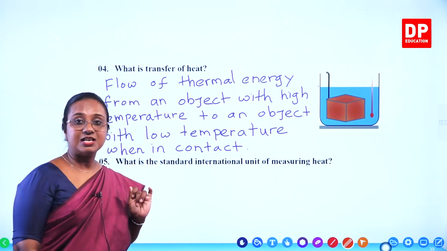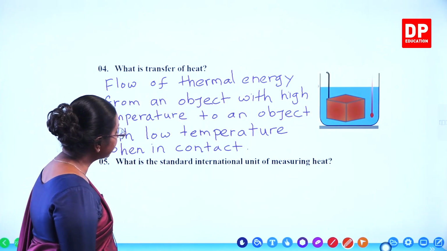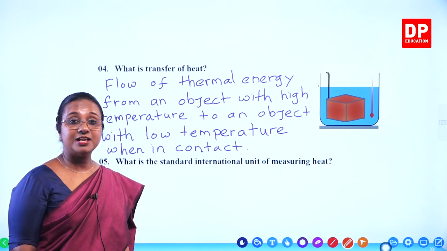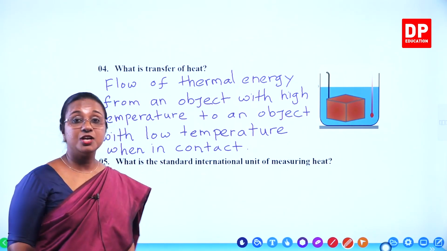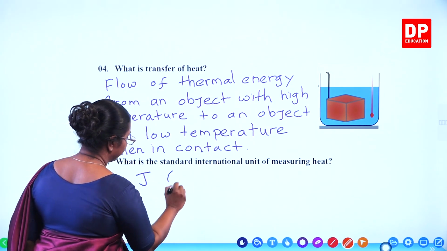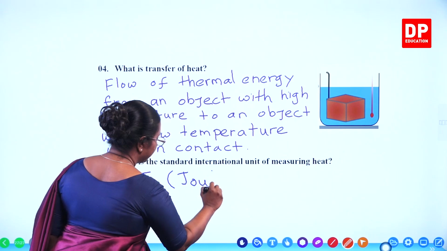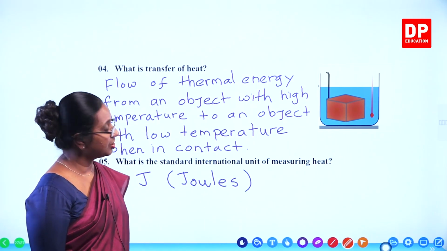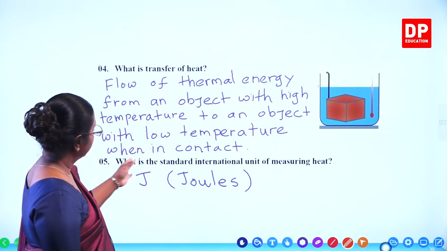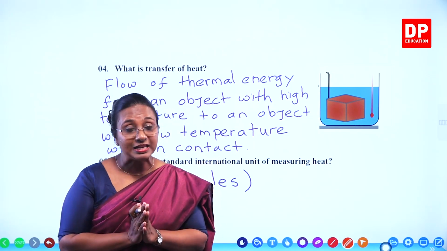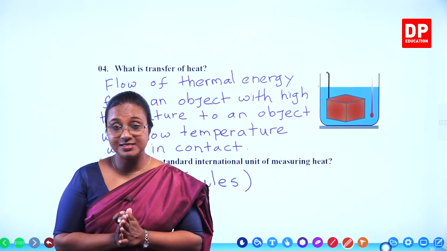So then the last question, students. What is the standard international unit of measuring heat? It is joules. So we can write the symbol as joules. If you like, you can write it in brackets as joules also. So what is the standard international unit of measuring heat? That is joules. So with that, students, I have completed the extra questions in this lesson.